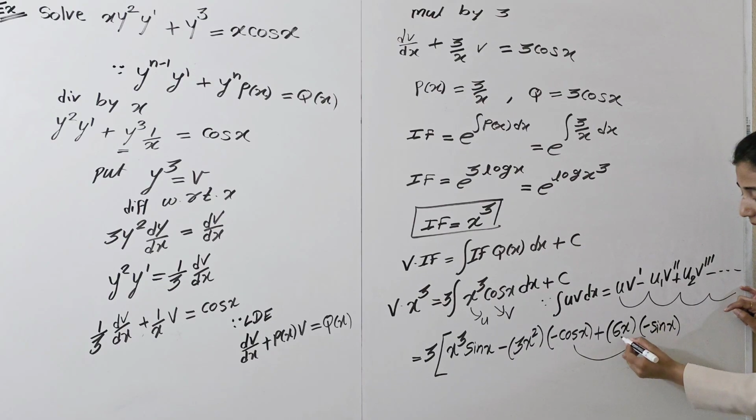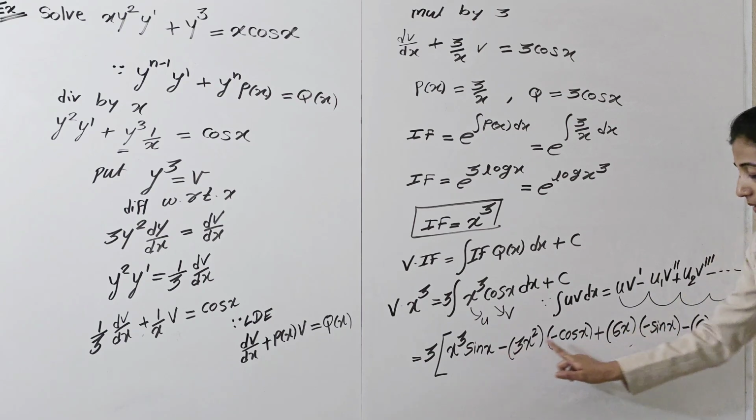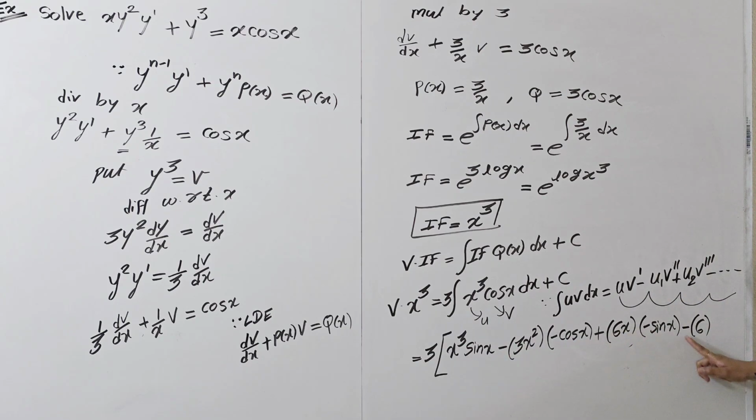Again take the derivative of the first term, so the derivative of 6x is 6, and alternate the plus minus signs. The next quantity is plus, here minus, and integration of sin x is minus cos x, and since there is already a minus, it becomes plus cos x. Again take the derivative of the first term, but 6 is a constant now, so the derivative becomes 0, so there is no need to write the next term, since all remaining terms are 0.